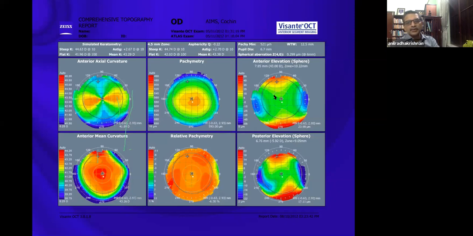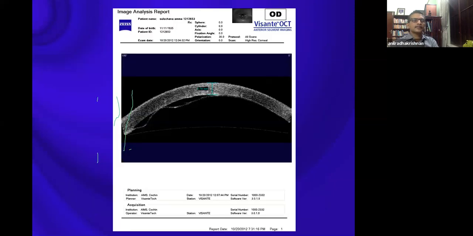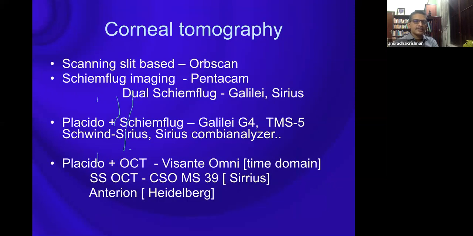This is something similar to that of OPSCAN or a Pentacam, with the anterior elevation map and the posterior elevation map. In Visante Omni, the other advantage is that you have an OCT along with it, so you can see the OCT images also. Like this is a patient who has got a Descemet's membrane detachment, well seen in this. So I would say that corneal tomography has come a long way from the OPSCAN system that we had in 2000.